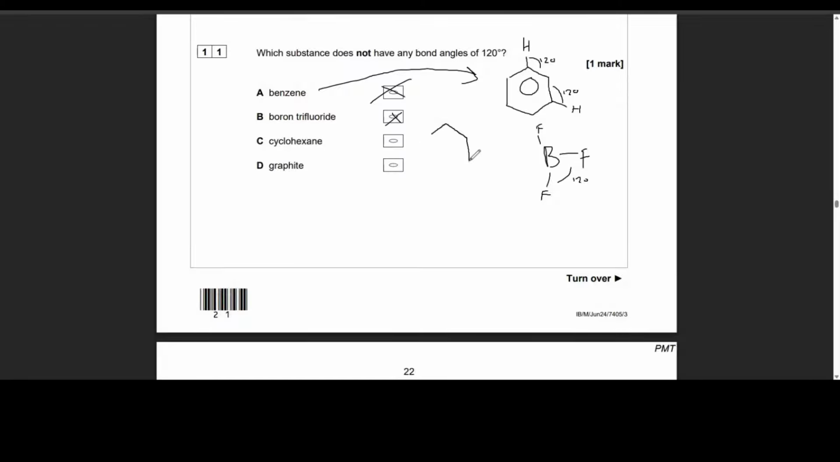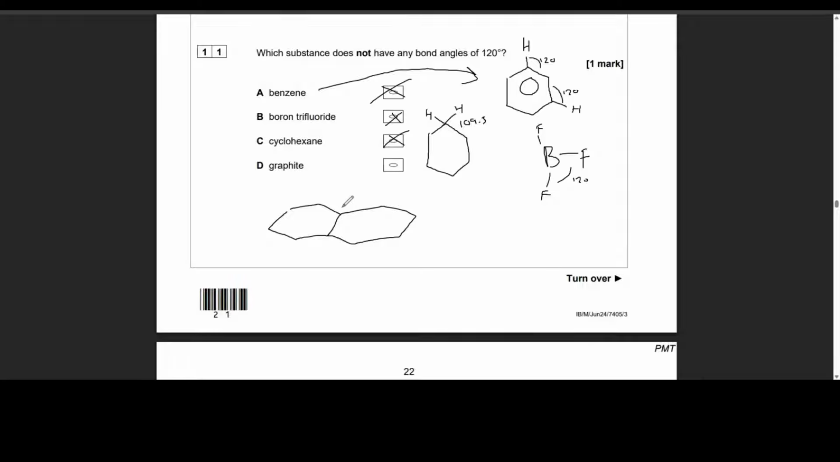So let's look at cyclohexane. So cyclohexane is not benzene. It doesn't have those delocalized pi orbitals. So each carbon in cyclohexane has 4 bonds. So generally, we can suspect when you have 4 pairs of electrons, you're looking at 109.5. So that isn't 120 degrees. So that's probably going to be our answer.